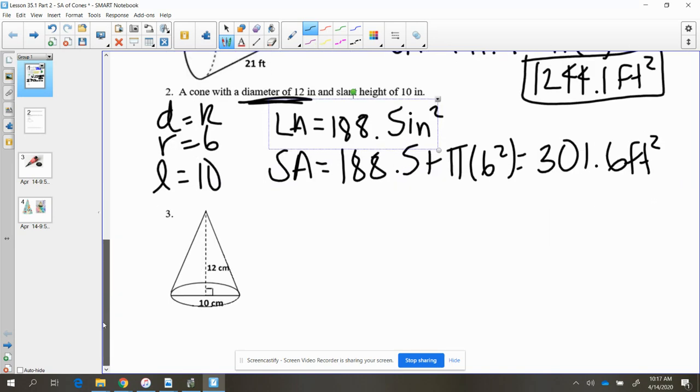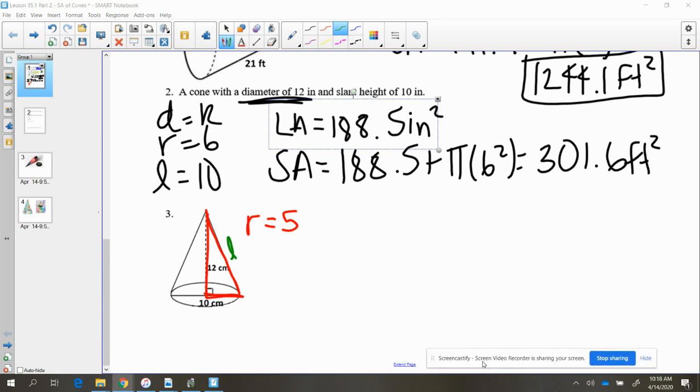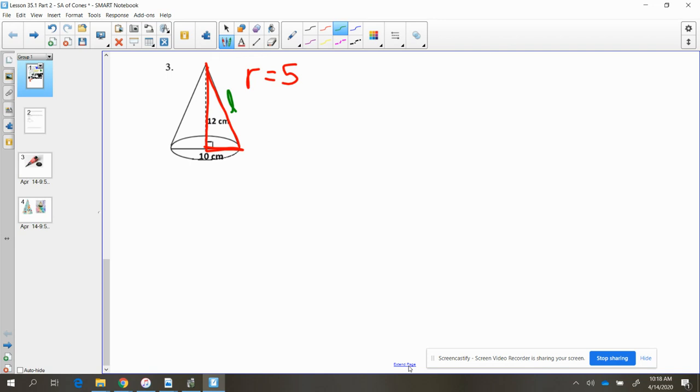Now, number three is slightly different because notice they're giving us the height is 12. That is not the slant height. They are also giving us that the diameter is 10. So to start, they give us the diameter is 10. We know that we're truly looking for a radius of 5 in this problem. The other thing we need to be careful of again is that that is the height of 12, not necessarily the slant height.